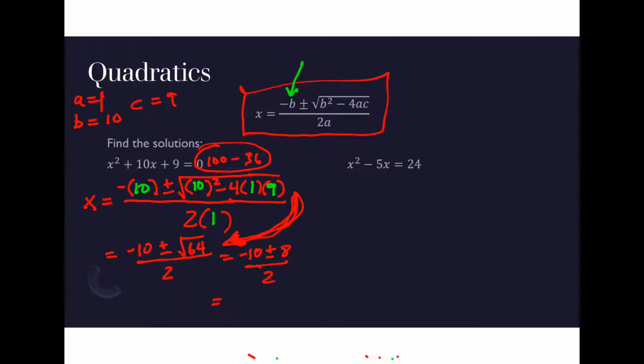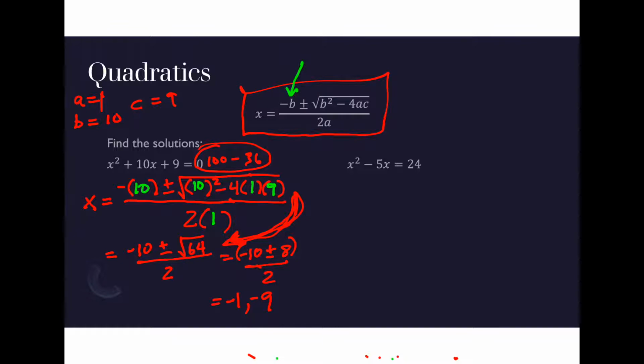Now, if you were plugging these into your calculator, you would want to put parentheses around that top thing. In other words, you want to go negative 10 plus 8 first in your calculator, so you'd want to put parentheses around that and then hit divided by 2. In this one, it works out pretty nice because negative 10 plus 8 is negative 2, and negative 2 divided by positive 2 is negative 1. And negative 10 minus 8 is negative 18, and negative 18 divided by positive 2 is negative 9.